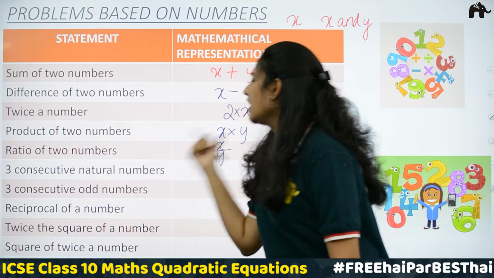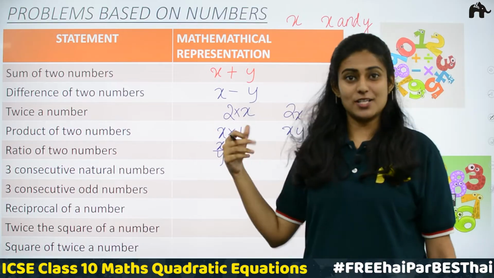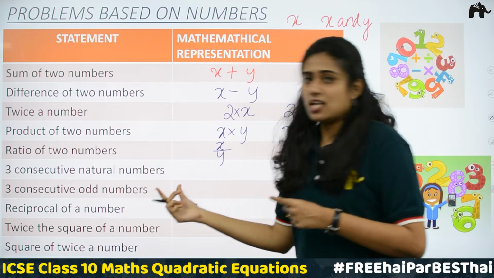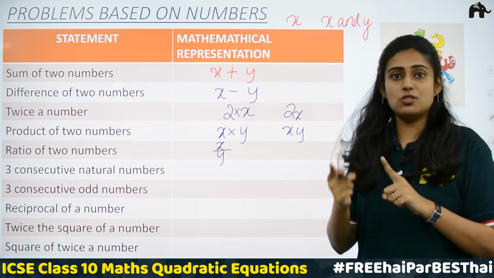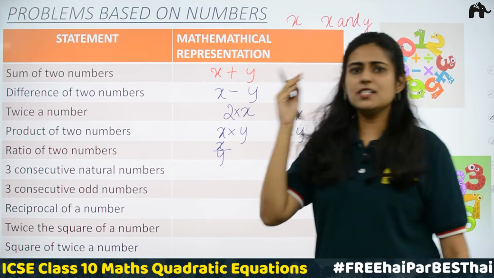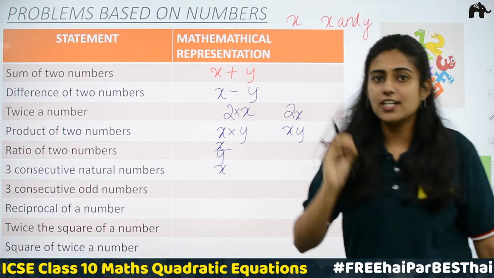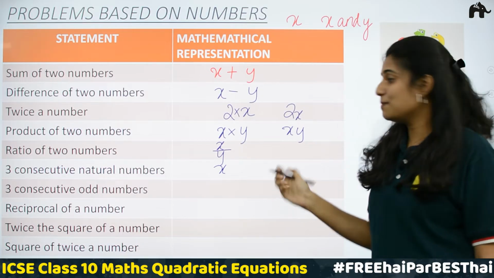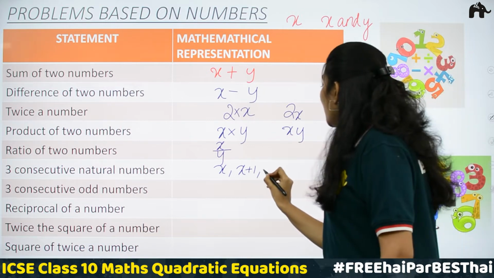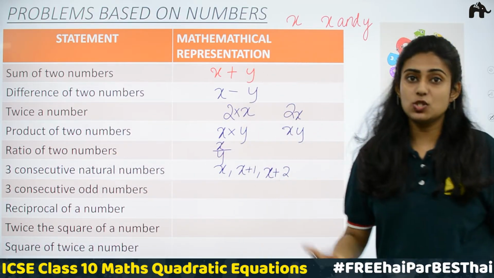Three consecutive natural numbers. What are natural numbers? 1, 2, 3, etc. are natural numbers up to infinity. We know that. Consecutive means the very next. When you take 1, the very next number is 2. 1, 2, 3, 4, etc. are consecutive numbers. So, 3 consecutive numbers means 1, 2, 3. We don't know what the number is. In that case, we will take x. If x is our first number, what is the very next number? X plus 1. Next number is x plus 2. This is how you can represent 3 consecutive natural numbers.